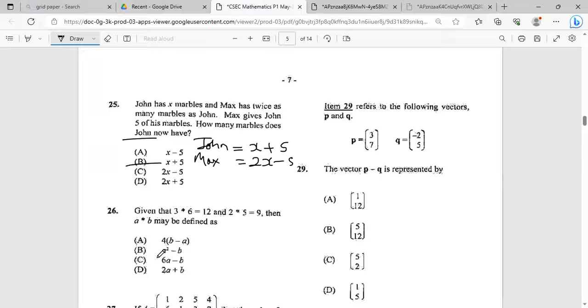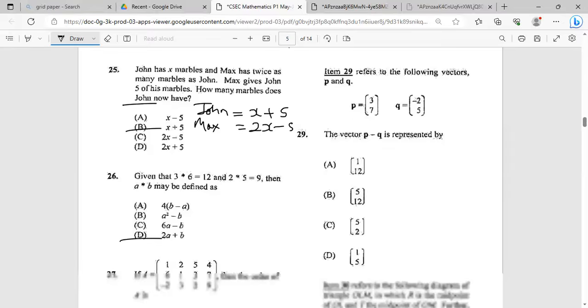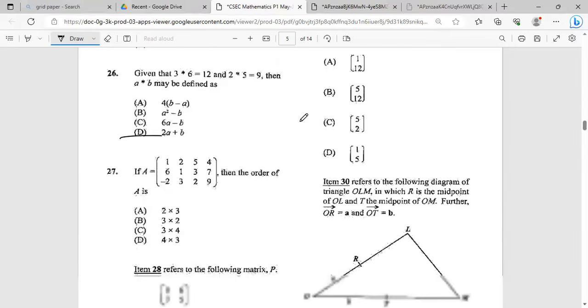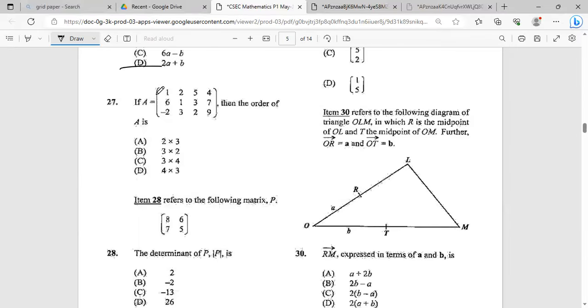All right, given that, this is a repeat. 2, 3, 6 plus 6, 12. 2 twos is 4, plus 5, 9. So I'm not going to read the word problem there, guys. All right. 27, if that was the order. And of course, rows run from left to right. So that gives you 3 by 1, 2, 3, 4.